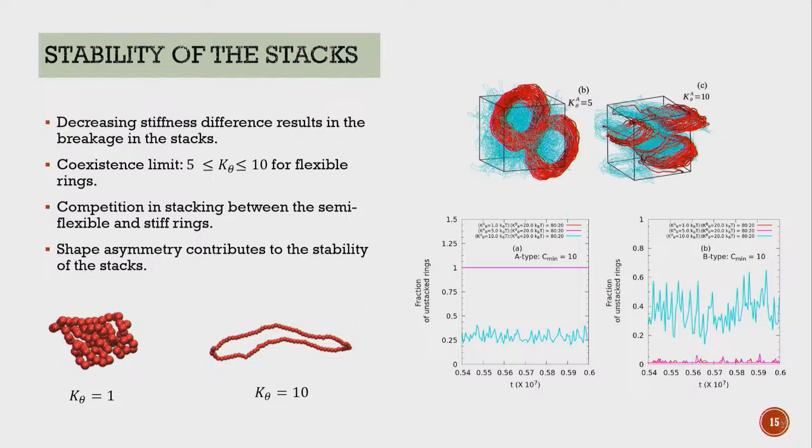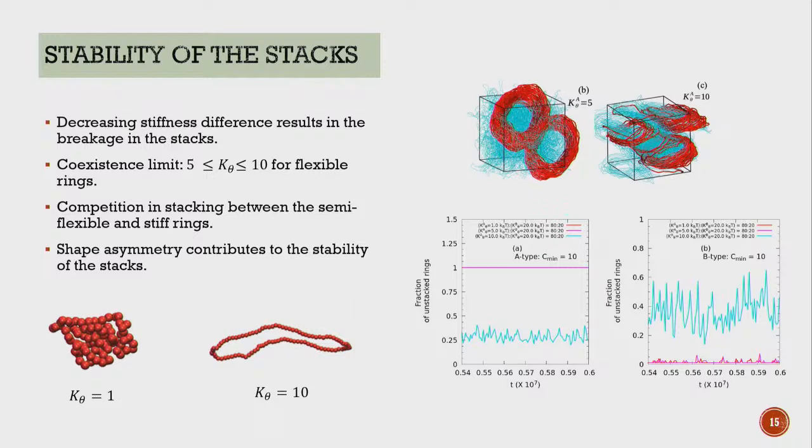What we find is that up to 5, this structure remains stable, but the moment we went to 10, the stacks are broken, because the flexible rings are not so flexible anymore, so they compete with the stiff rings. You can see this competition here: up to a stiffness of 5 for the flexible rings, most of the rings are still unstacked, but the moment we increase it to 10 or so, the number of unstacked rings decreases for the flexible systems, and the opposite happens here.